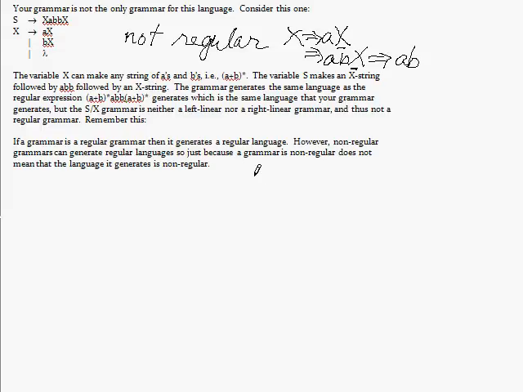We wrote it earlier on. It says, if a grammar is a regular grammar, then it generates a regular language. However, non-regular grammars can generate regular languages, so just because a grammar is non-regular does not mean that the language it generates is non-regular.